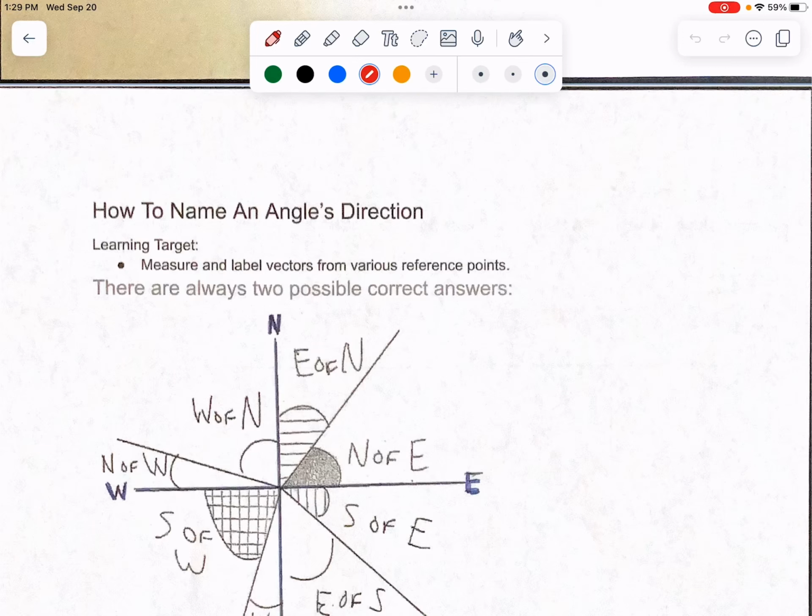All right, so this video is going to go over pages 5 through 7 in your vectors packet. So we're going to go over directions on this page, so how to name an angle's direction.